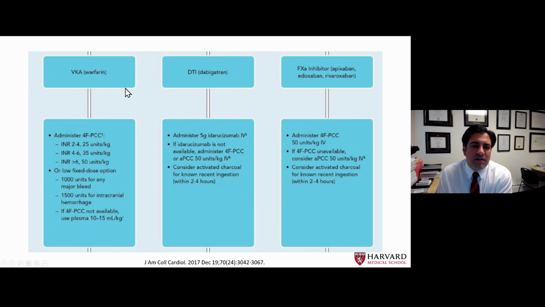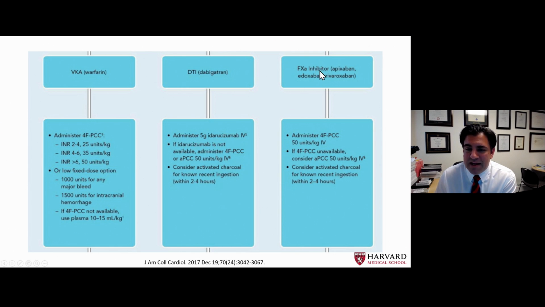This is the figure that has changed in the 2020 update. It is the same for vitamin K antagonists with using 4-factor PCCs. There are low-dose options that are available, and if the PCCs are not available, at which point you consider using plasma. For dabigatran, it still continues to recommend idarucizumab, and if that is not available, 4-factor PCCs, and if it is a recent ingestion, you can consider activated charcoal.